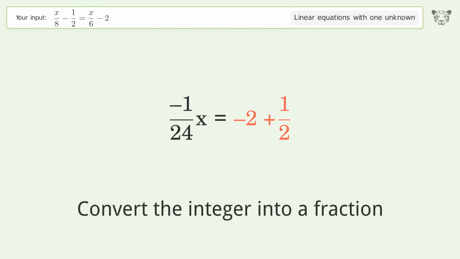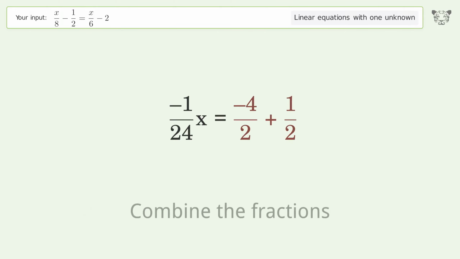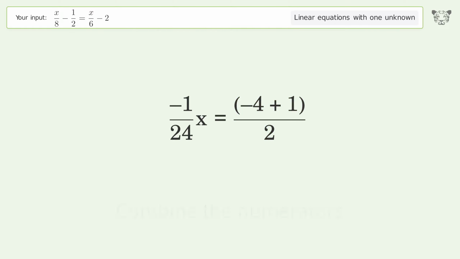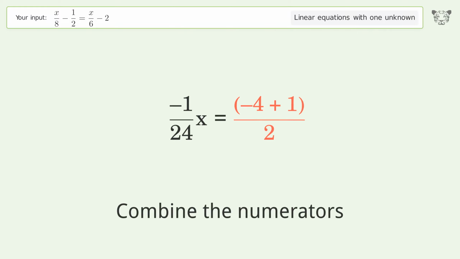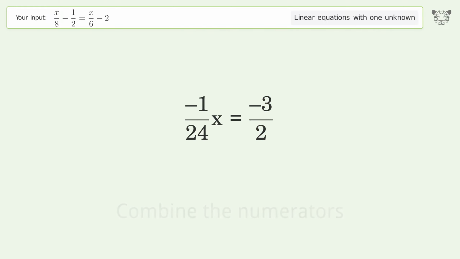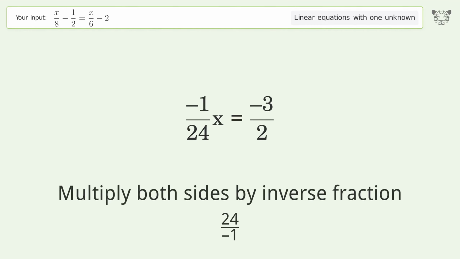Convert the integer into a fraction. Combine the fractions. Combine the numerators. Isolate the x. Multiply both sides by inverse fraction 24 over -1.